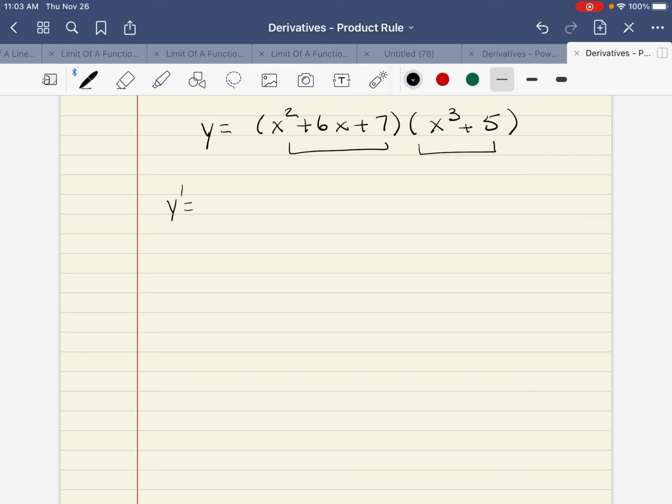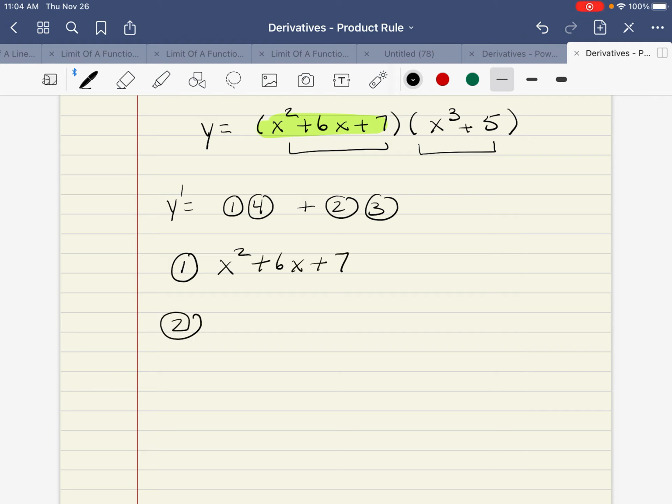So my y prime, when I use the product rule, is going to be 1, 4 plus 2, 3. Now I'm going to explain exactly where I get this 1, 4, 2, 3. So 1 would be the first function that I see. So that's this one, x squared plus 6x plus 7.